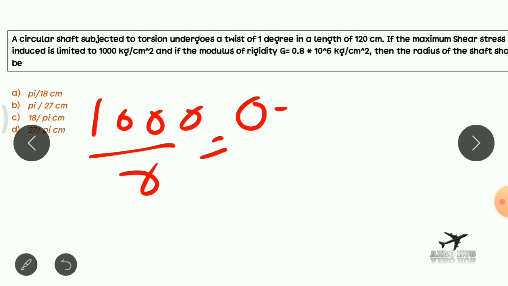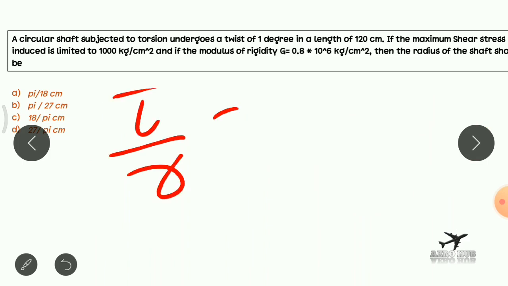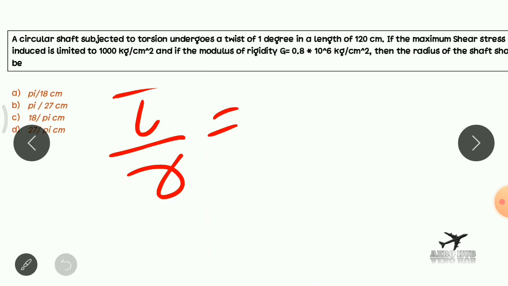So you have to remember the equation. The equation is tau divided by R is equal to G theta by L, where tau is the shear stress, R is the radius of the shaft, G is nothing but the modulus of rigidity, theta is nothing but the angle of twist, and L is the length of the shaft.